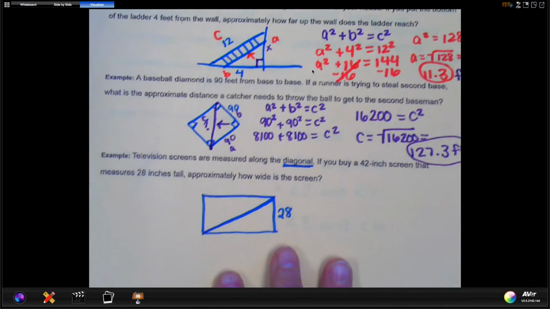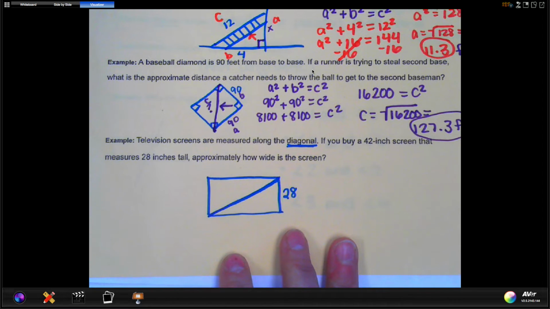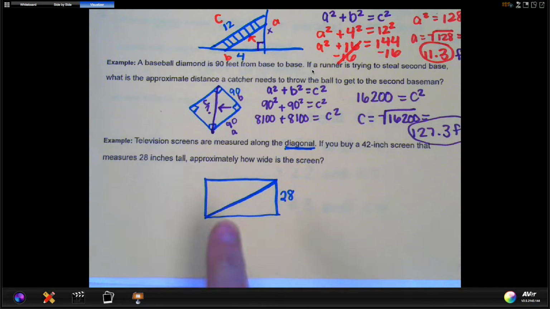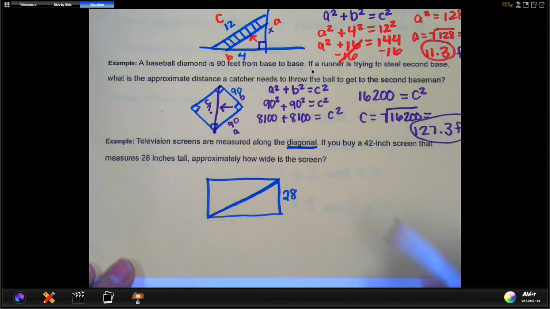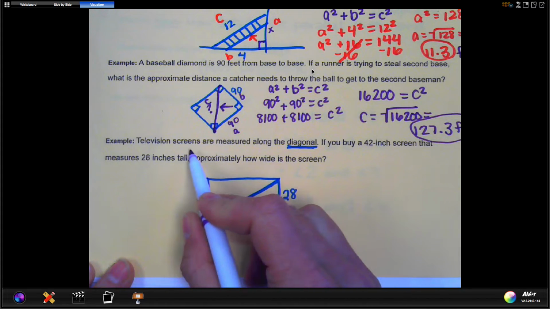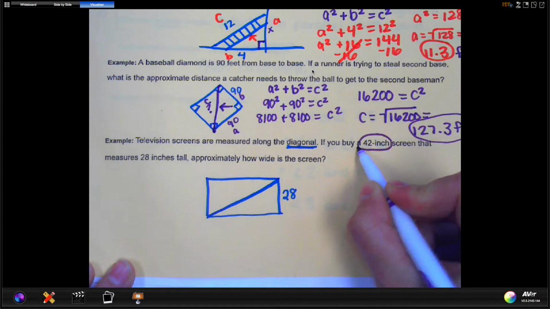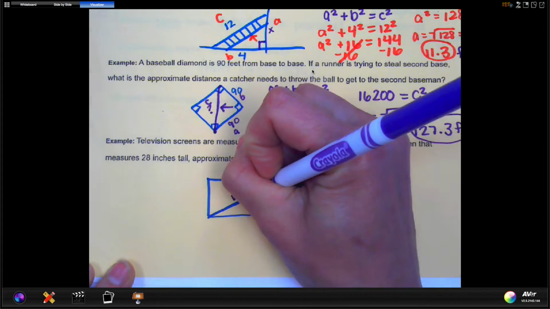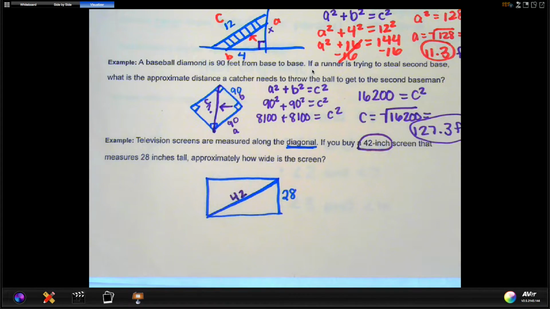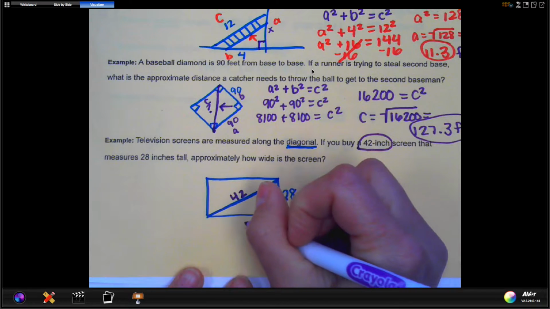Okay, last but not least for our examples for story problems is this. Television screens are measured along a diagonal. If you buy a 42-inch screen that measures 28 inches tall, approximately how wide is the screen? So I labeled the 28. Television screens are measured along the diagonal. If you have a 42-inch screen, that means from corner to corner is your 42 inches. And so how wide is the screen?